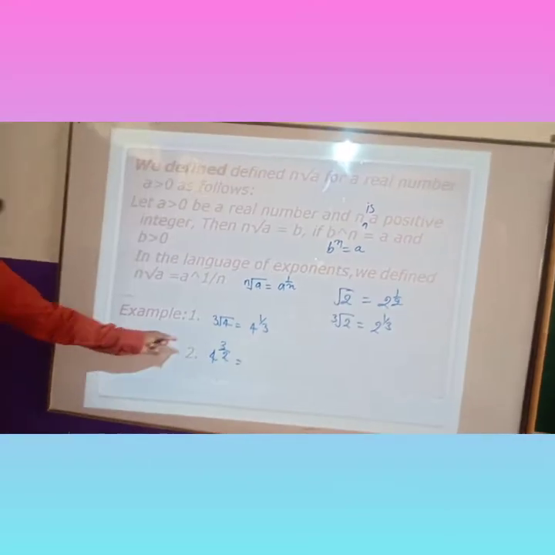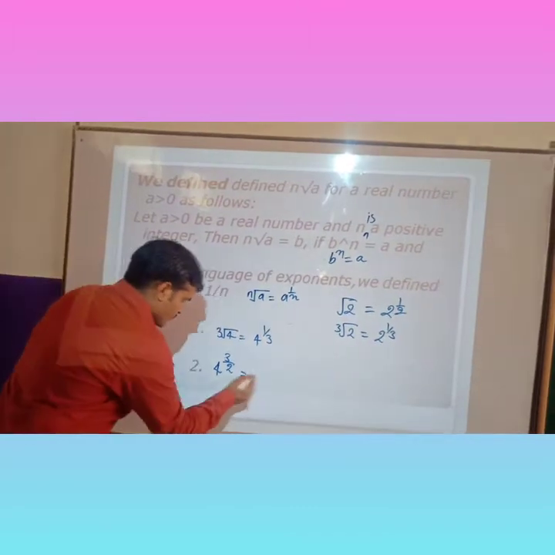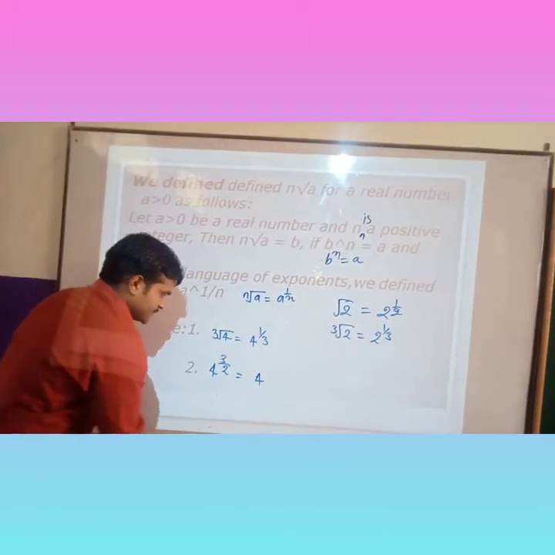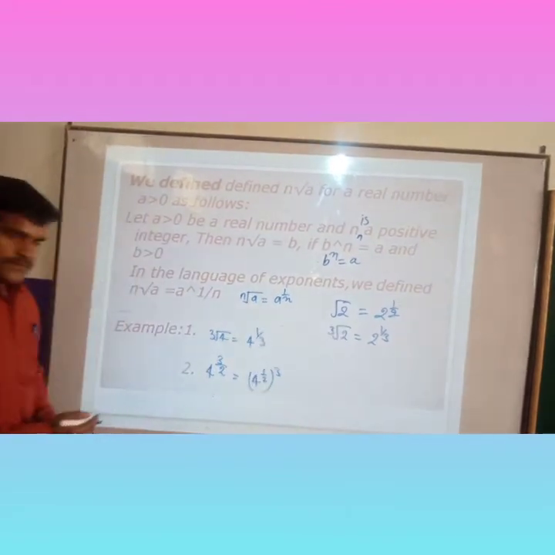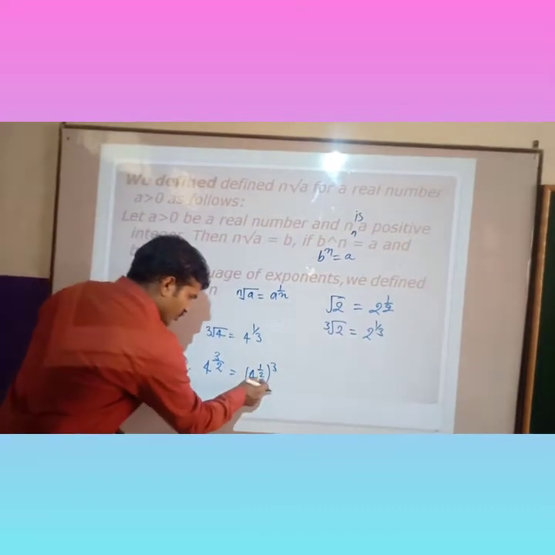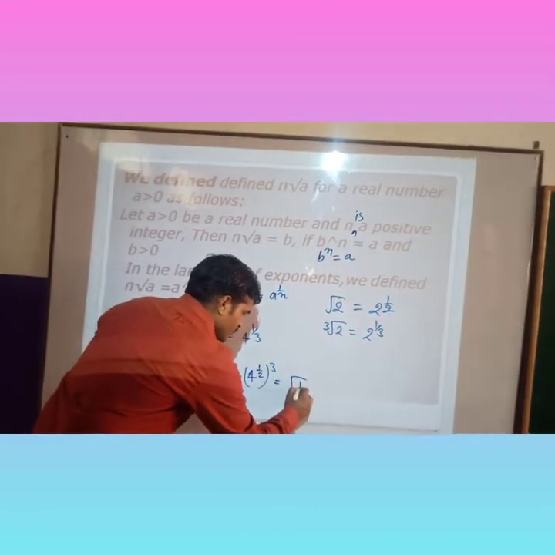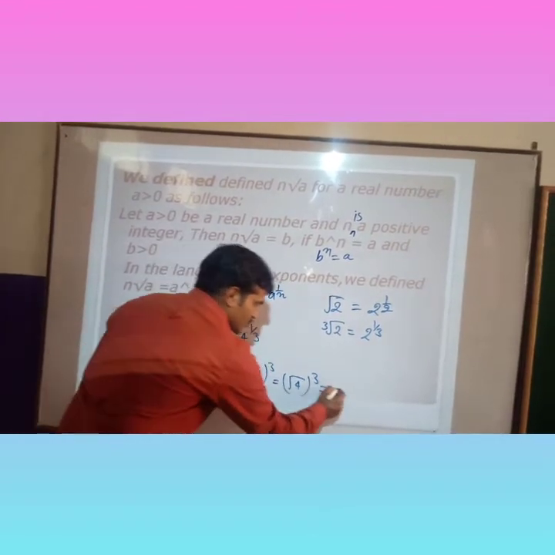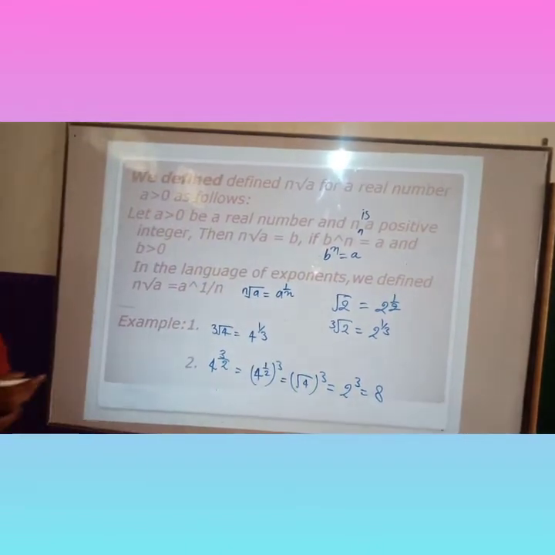So, how can you write 4 power 3 upon 2? Maybe you can write (4 power 1 upon 2) whole cube, like that. So 4 power 1 upon 2 means square root of 4 whole cube. Square root of 4 means 2, whole cube is equal to 8.